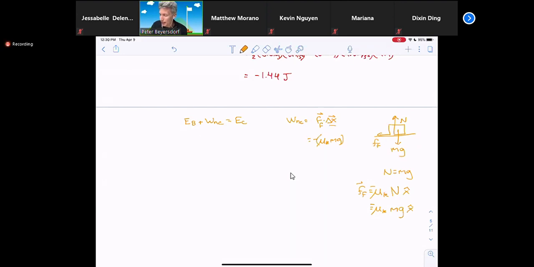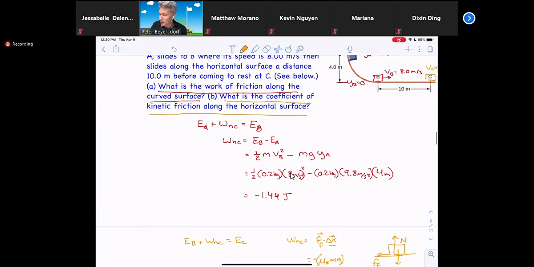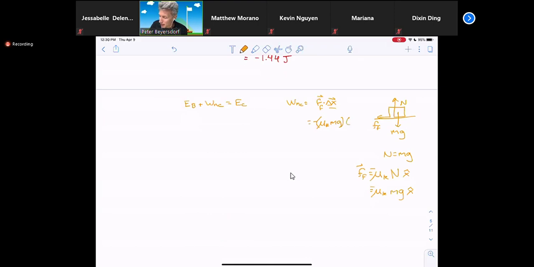Whereas delta x, the displacement of the block, is 10 meters to the right. And as a result, I'm going to get a negative value for friction, minus mu k mg delta x. I'm just going to call this delta x for now. I'll plug in 10 meters again later when I solve the rest of this.